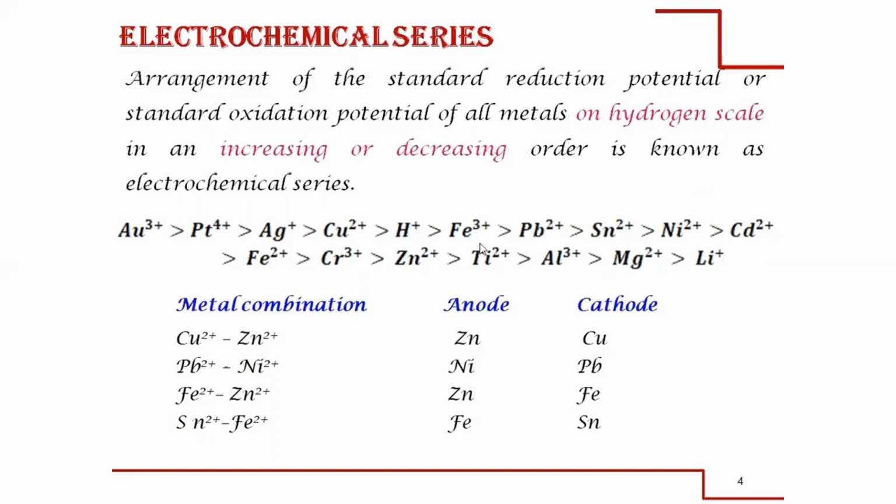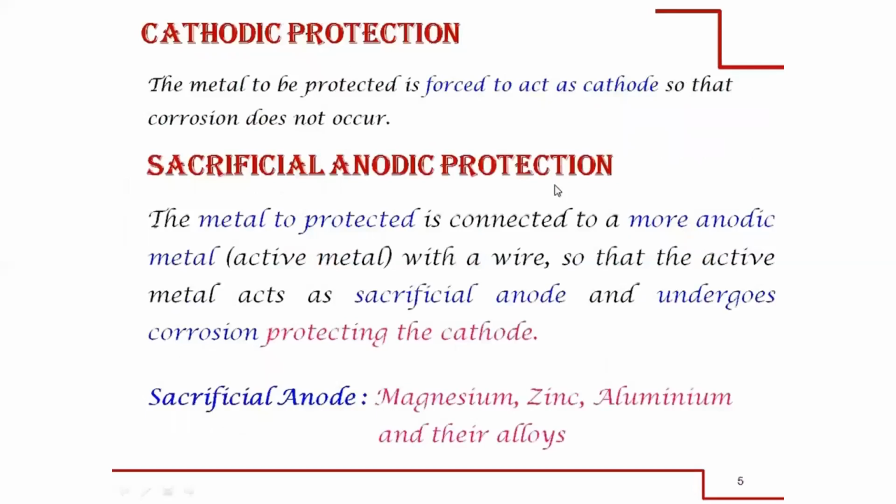You can see the electrode reduction potentials are arranged in an order. For example, if you take a few more examples: iron and zinc, lead and nickel, tin and iron. In all the cases, the metal which has the lower reduction potential is taken as anode, whereas the metal with the higher reduction potential is taken as cathode.